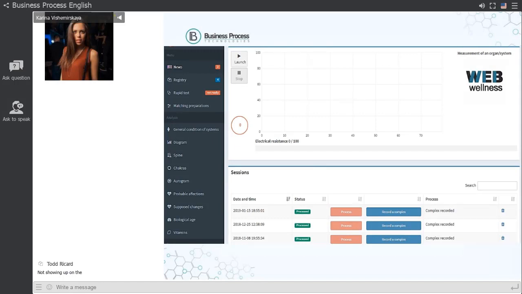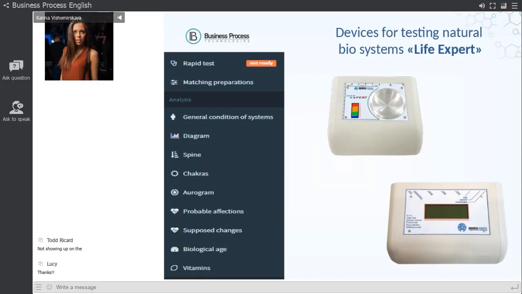So basically, this is the software. On top, we have the menu where we run the test and choose a patient, and below we have analysis, different types of analysis we can do. Let's look a little bit closer at the analysis which can be done. Okay, so these are the devices and the analysis which can be done.